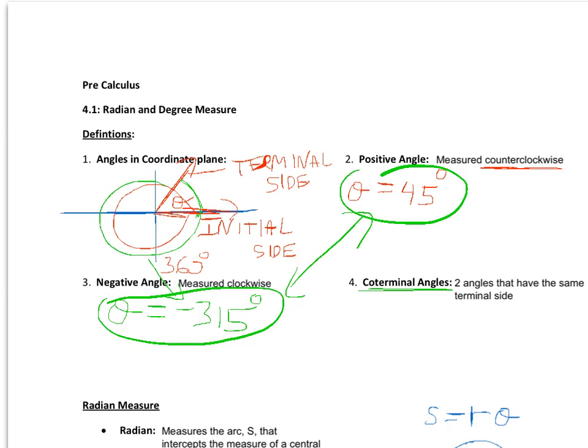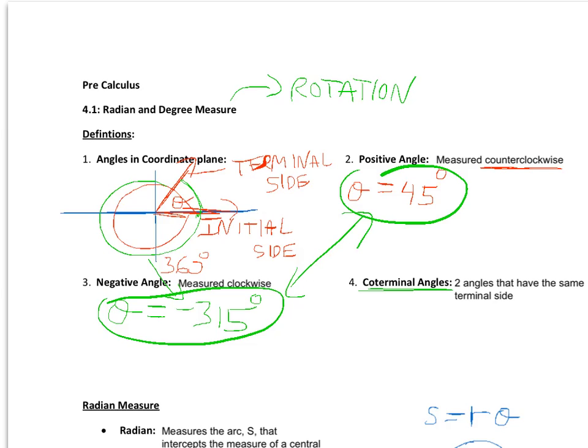Or I could keep going around and around and around, and I'll still end up at the same point. Okay? So many different ways to represent degree measures. It could be positive if I go counterclockwise, or negative if I go clockwise. All right, let's relate this. Now, for degree measure, a good word I like to use is rotation. What degrees measure is the rotation.